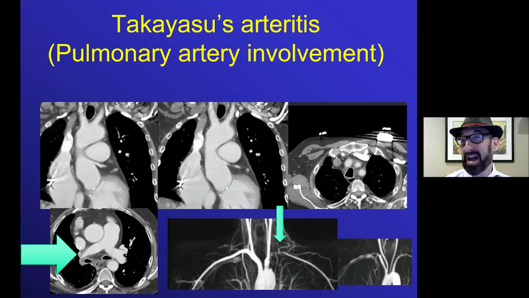But frankly, Takayasu's arteritis is something that we see once, twice, 3 times a year, as opposed to the chest radiologists who may be more commonly seeing it. This is a particular example of a patient who has a pulmonary artery involvement with Takayasu's arteritis, but nonetheless, you can see that involvement and the narrowing in the subclavian artery on the right side over here and on the left side as well.